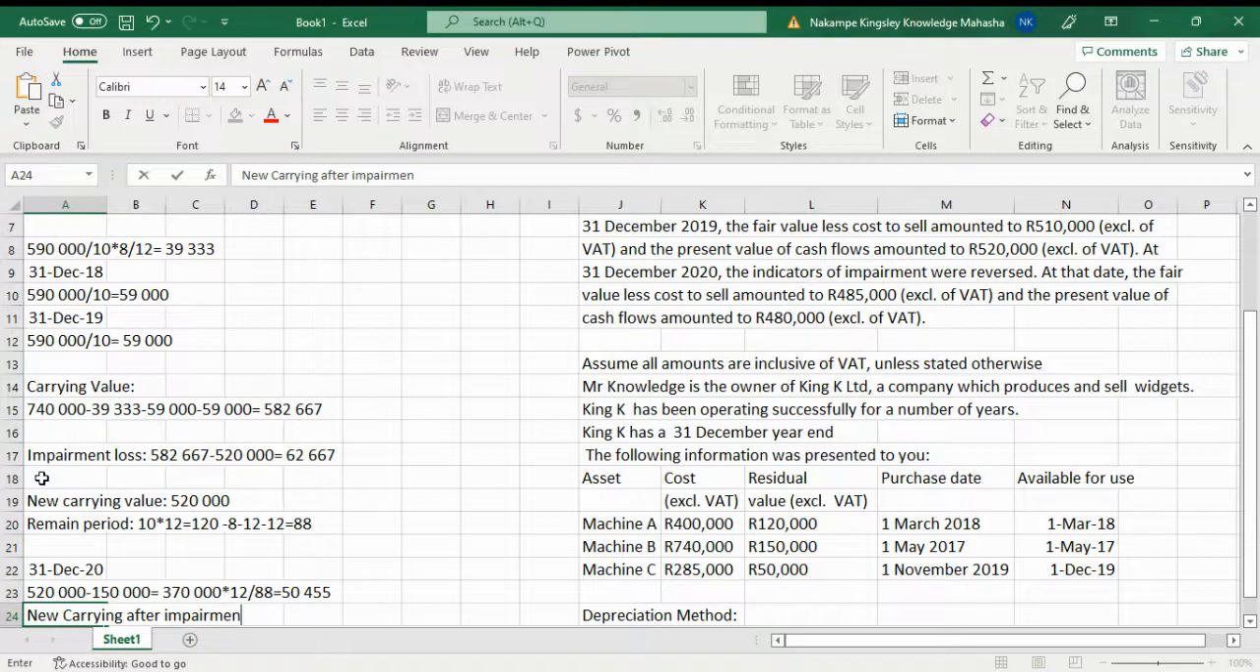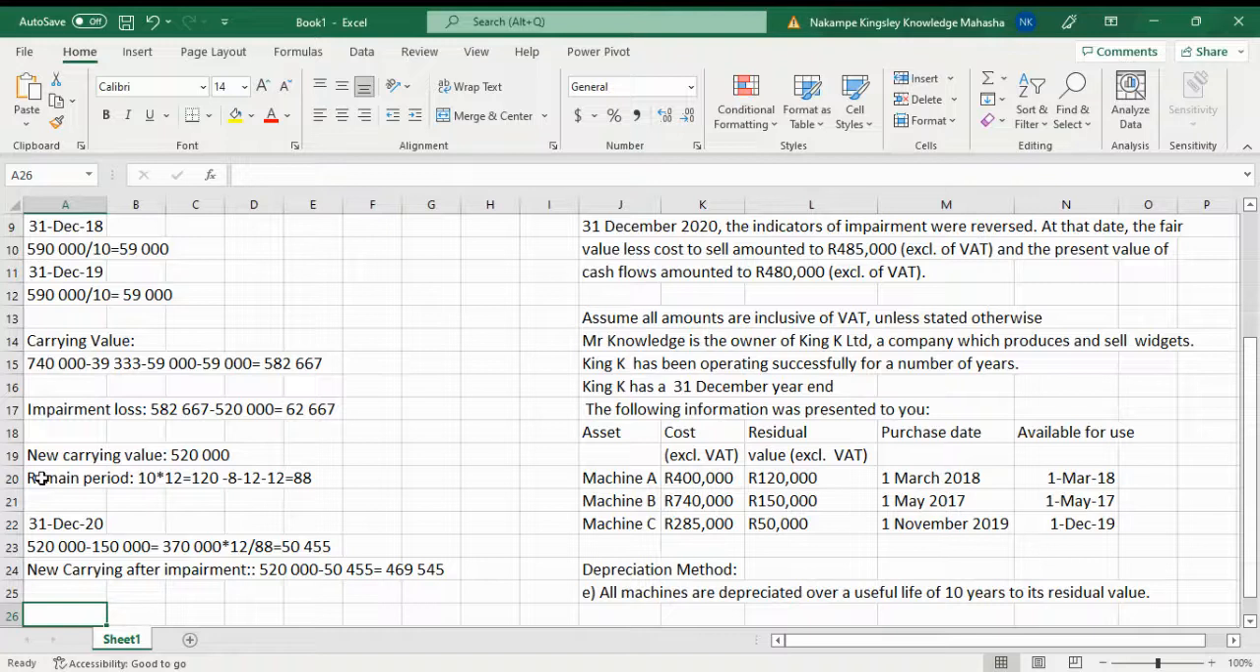I know it's a long calculation, but you just need to understand the new carrying value after impairment. So how are you going to get that amount? Simply going to say 520,000. You subtract 50,455, and then you're going to get 469,545, right?